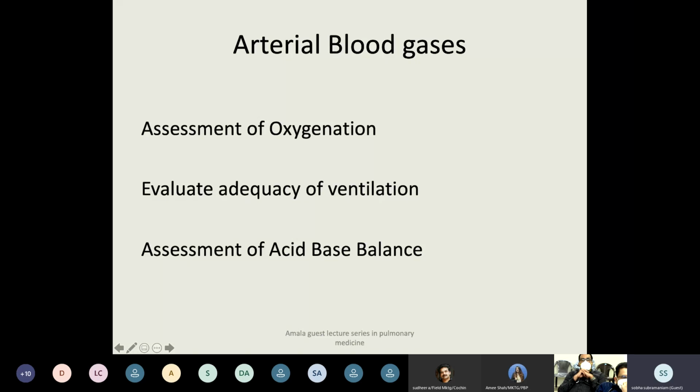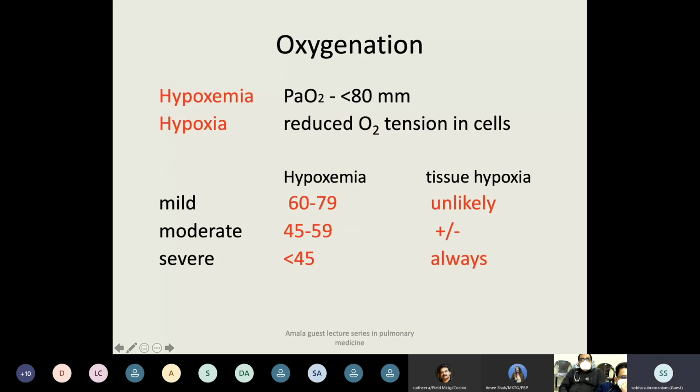So first we are looking at the oxygenation parameter. And we all know that the normal PaO2 level is between 80 to 100 millimeters. Hypoxemia is PaO2 less than 80 millimeters. And hypoxia is reduced oxygen tension in the tissue level or at the cellular level. Mild hypoxemia is between 60 to 79, where it is very unlikely that you will find tissue hypoxia.